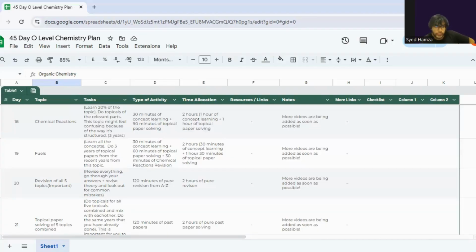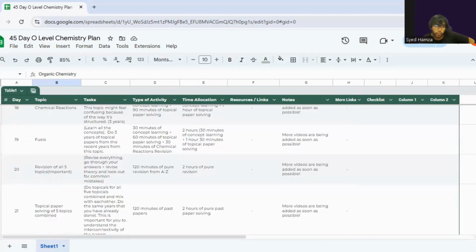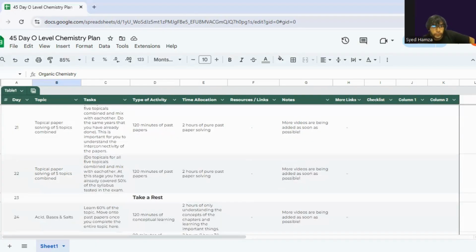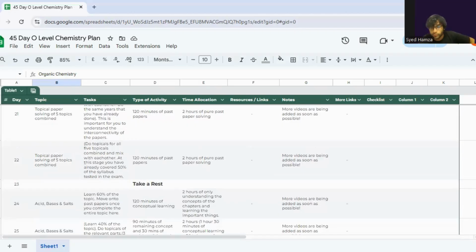Now moving on to the next. After you have done the revision of all five topics, then you're going to be doing topicals for all five topics combined. That is also again very important. 120 minutes you're going to spend just doing the past papers. Very important.